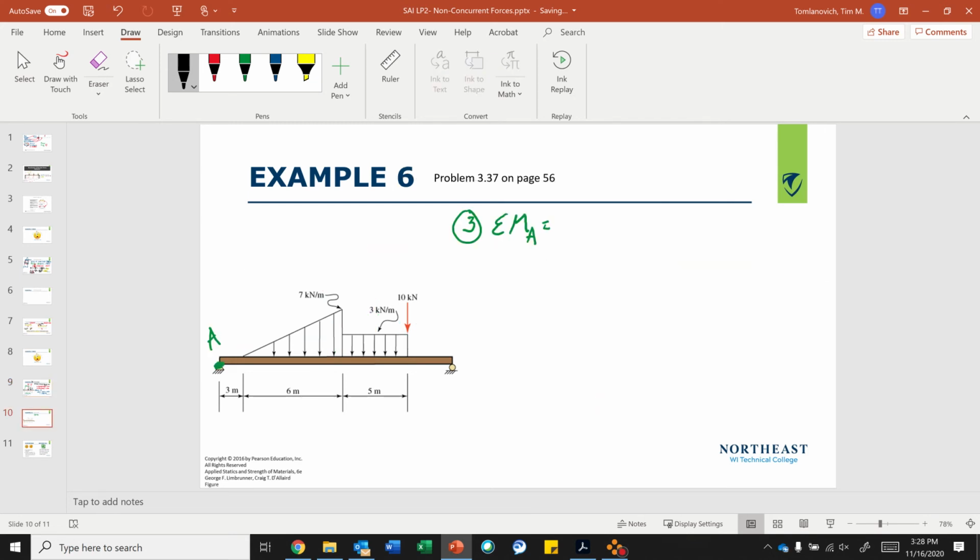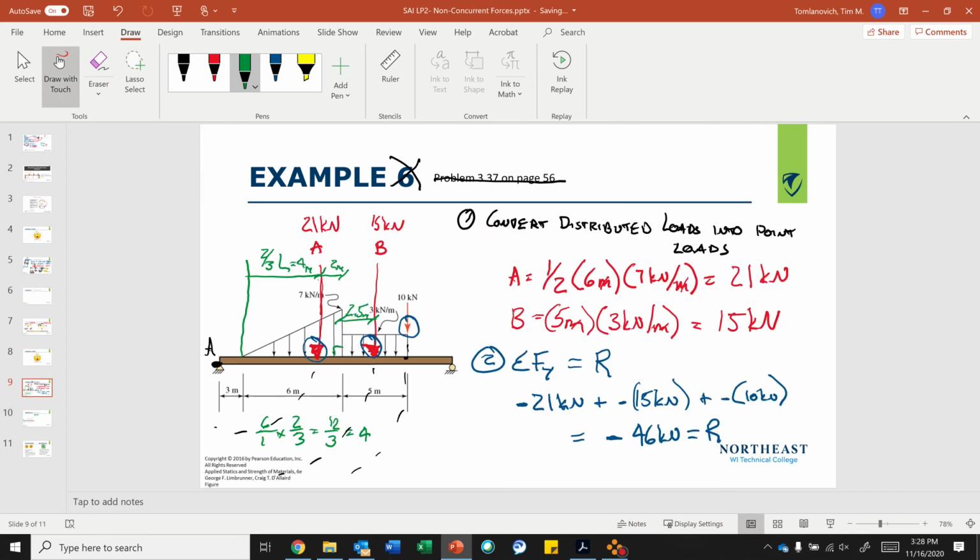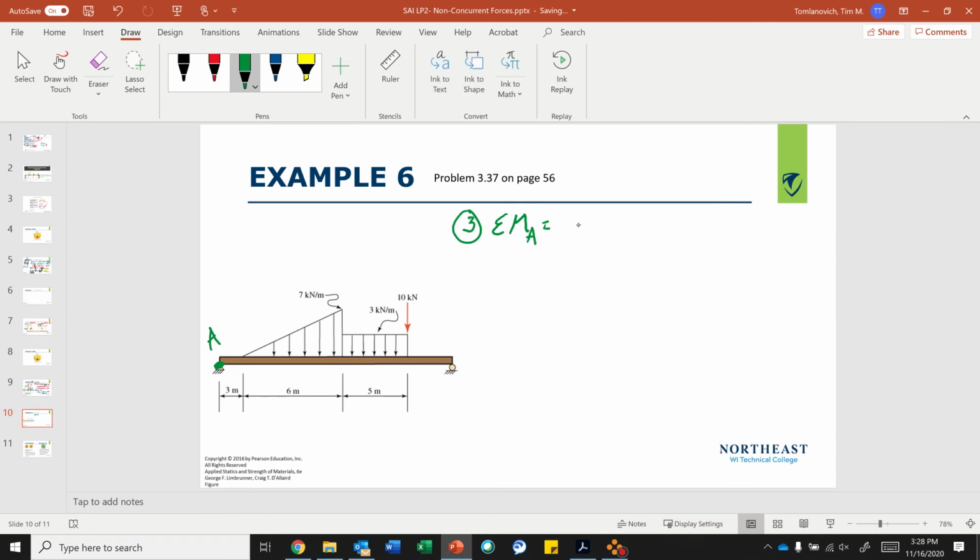So with that, my first moment is 21 kilonewtons. Okay? And my distance is 4 meters plus 3 meters, right? Because it's 4 meters from here to the end of my triangle, plus I have to go 3 meters all the way to point A. So that's 7 meters. So 21 kilonewtons, it's a negative rotation, minus 21 kilonewtons times 7 meters.